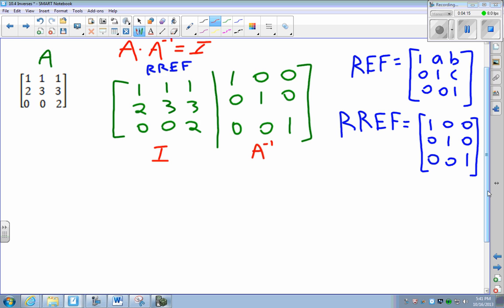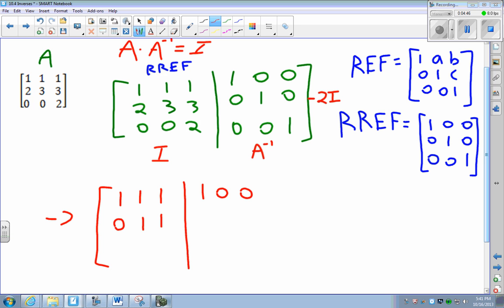To start, let's REF it first and try to get zeros beneath all of our ones in our diagonal. First, let's get zeros in our first column. We already got the 1, which is great, so let's subtract 2 times the first row. When we do that, the first row stays the same, and we'll get 0, 1, 1. We're subtracting 2 times the first row on this right side too, so we end up getting -2 here, 1, 0, and the rest stays the same.